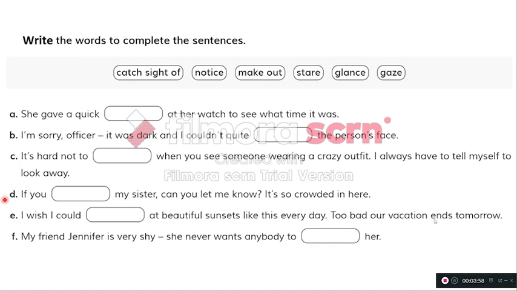Here, we're gonna practice the vocabulary that we just saw. You have to write the words to complete the sentences. So we have here some sentences and these words from the box. You're gonna choose the correct word or phrase to complete it. For example, she gave a quick blank at her watch to see what time it was. The answer is glance. Very good. Remember that when you say glance, it's a quick look. So she gave a quick glance at her watch. All right. Complete the rest of the sentences, and when you're done, I'm going to show you the answers.